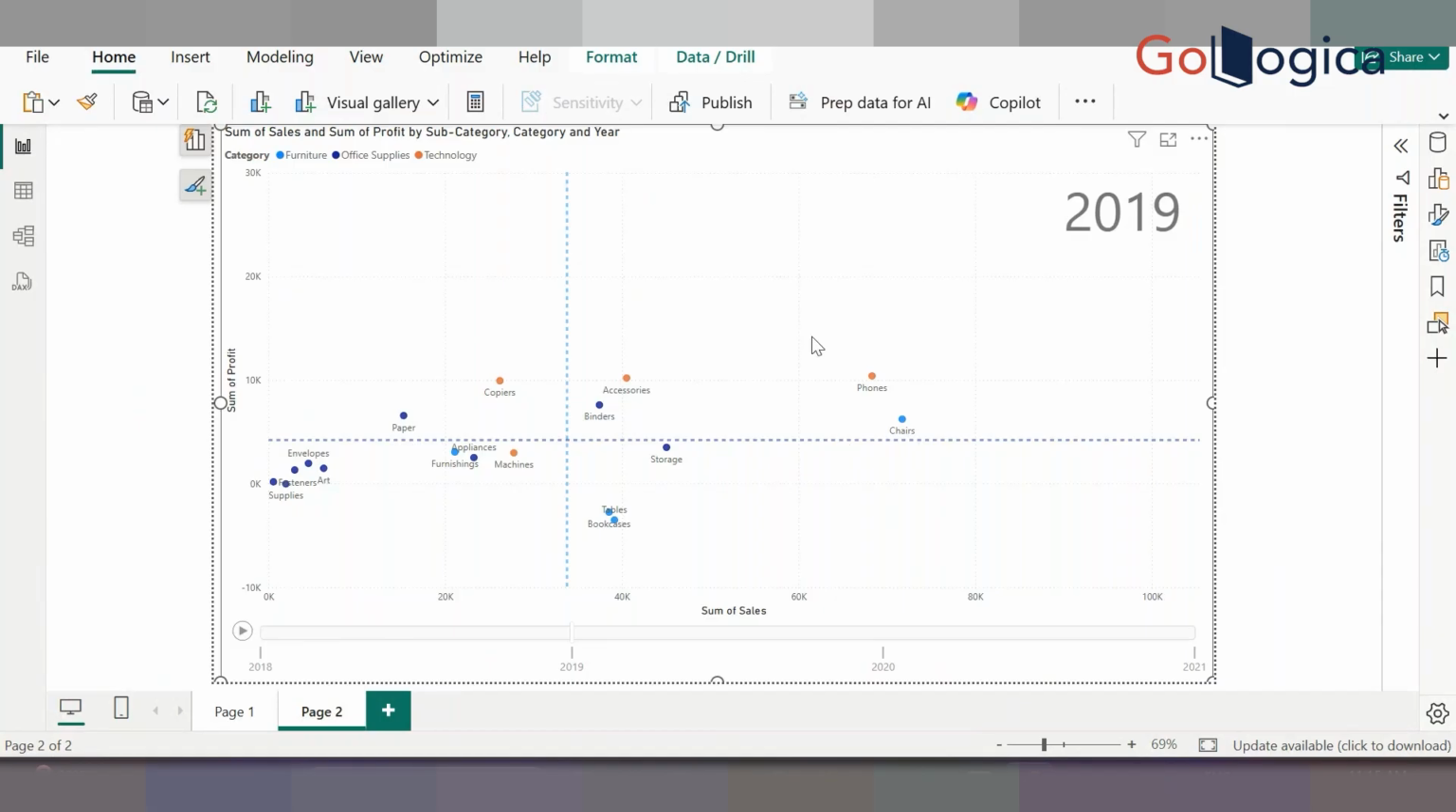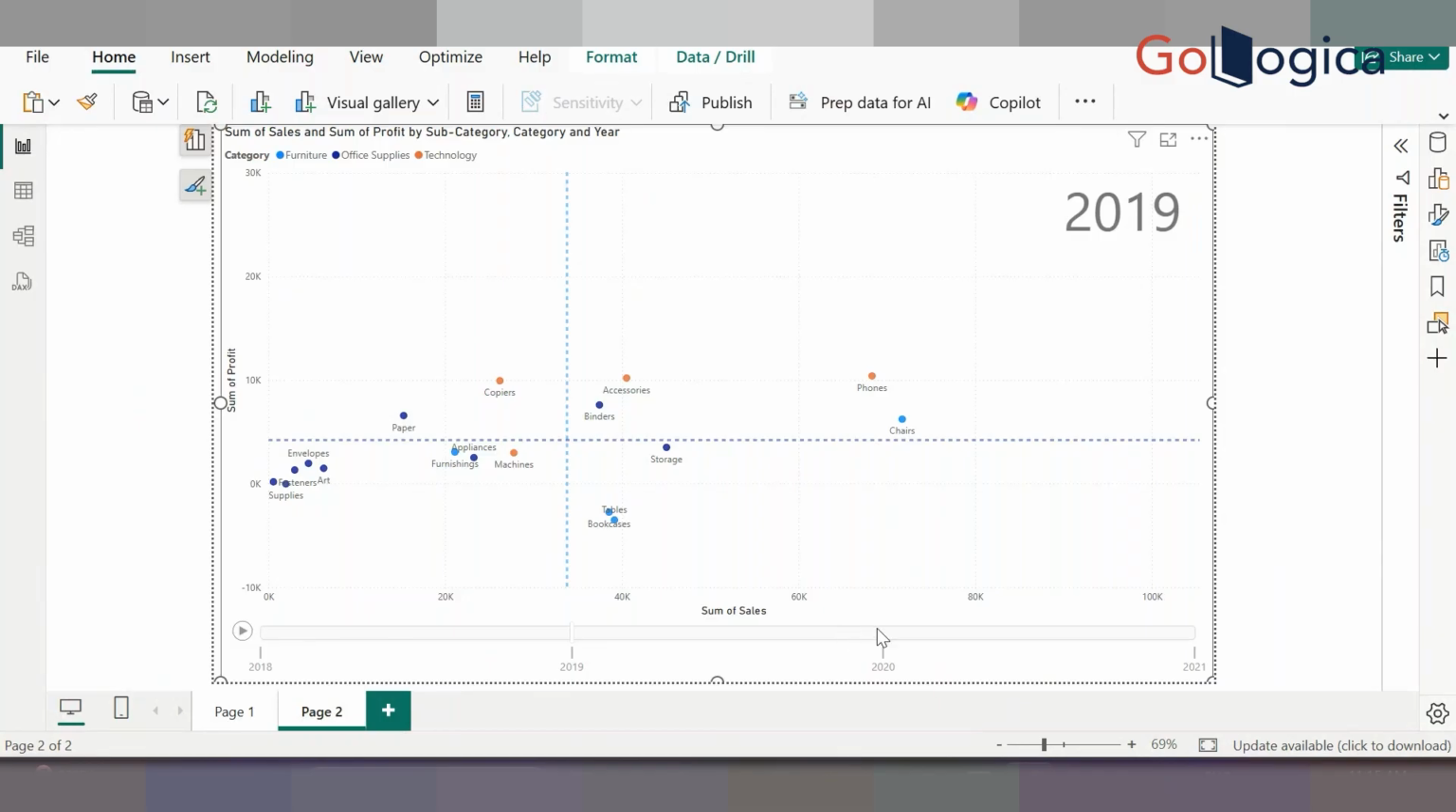But at the same time, there are other products which just came up. Copiers was completely invisible, just came up. Accessories and all those things were at the very bottom. They just came up. They moved to the right as well as to the top. That means they had better sales than the previous year, and they also had a better profit. But we see that chairs had very good sales in the previous year, but this year they have declined both in the sales and the profit.